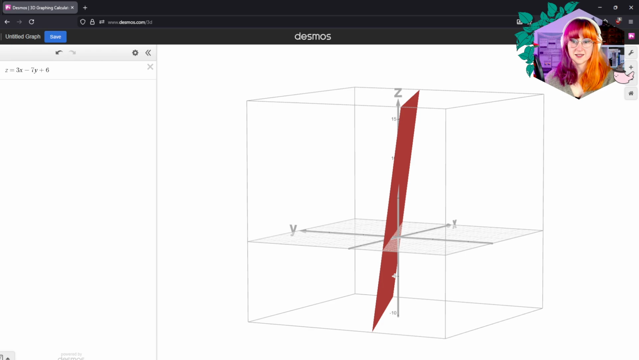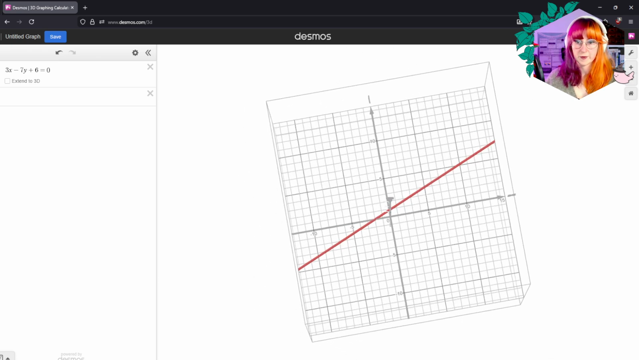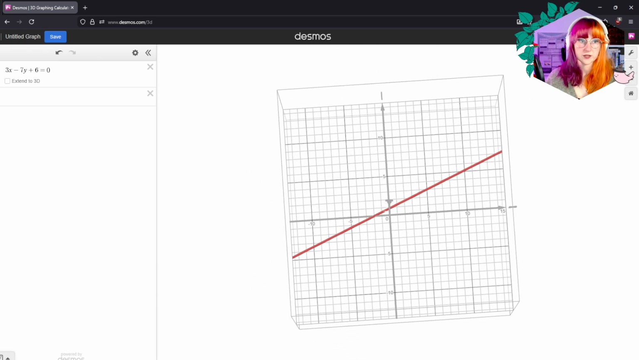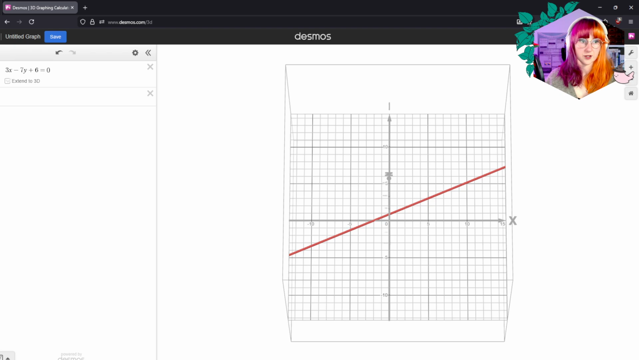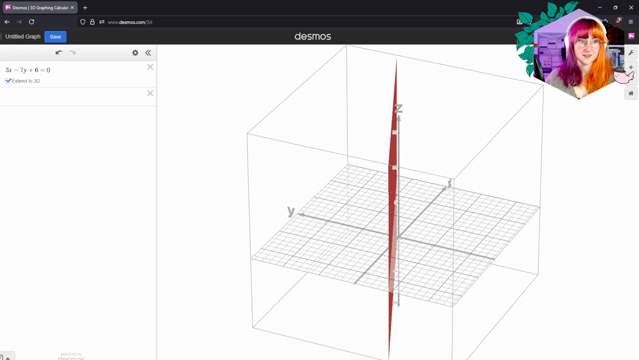But if we set z to 0, the equation that we get is just 3x minus 7y equals 6. We get our straight line, and then we're back to 2D coordinates. And you can extend this to 3D vertically, and so on and so forth.